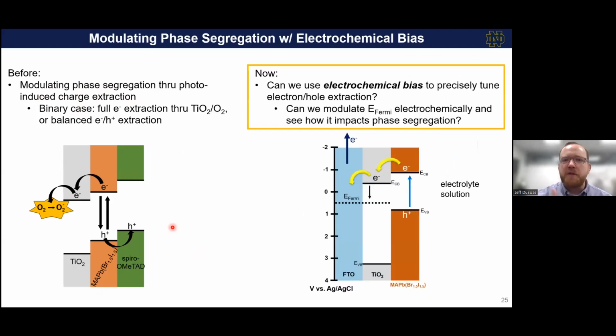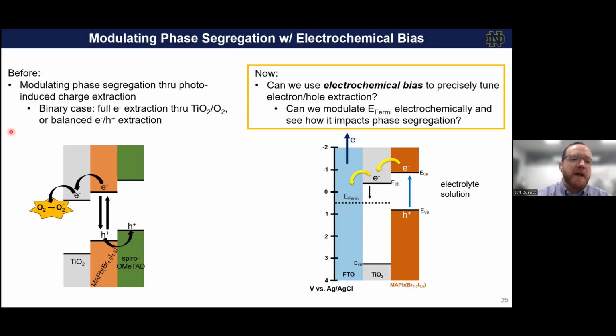What we wanted to do in the follow-up studies was ask ourselves whether we can fine-tune this process a little more. In that case, we wanted to use electrochemical bias, or essentially electrochemistry, to precisely tune hole and electron extraction. So we made a similar system where we have our mixed halide perovskite on TiO2, but now we wire everything to an electrode and do an electrochemical experiment, right? And the beauty of electrochemistry is you can bias the working electrode and shift around the Fermi level, and basically shift around the energy levels of this system.